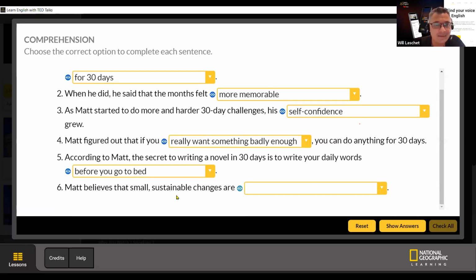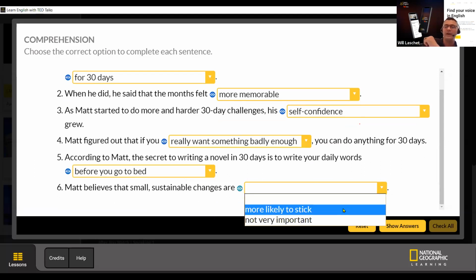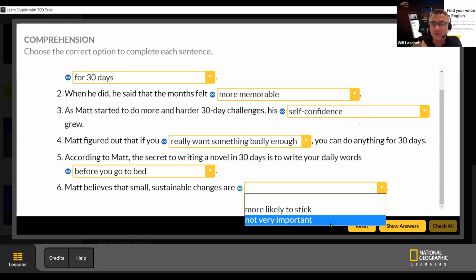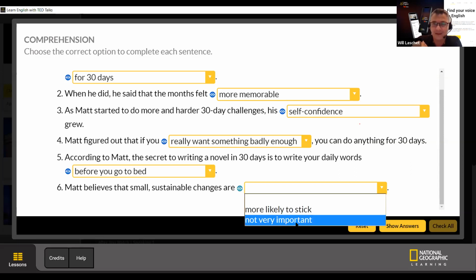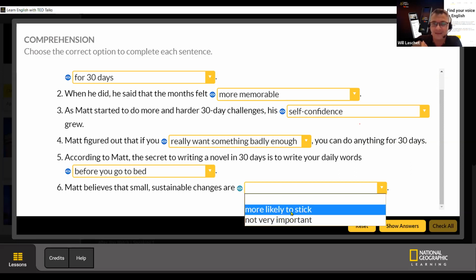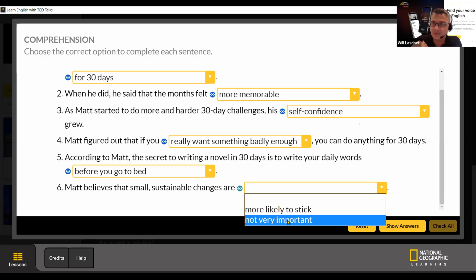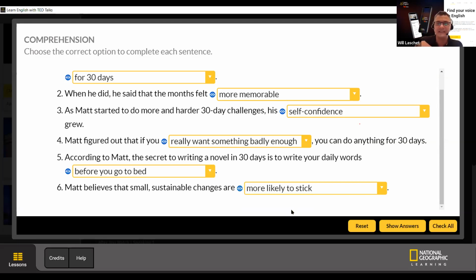And the last one, Matt believes that small, sustainable changes are, we've got here, more likely to stick or not very important. So small, sustainable changes, they are, what do we think? Not important or more? Yeah, a few of you got the answer here. So Andre, you're first, more likely to stick.